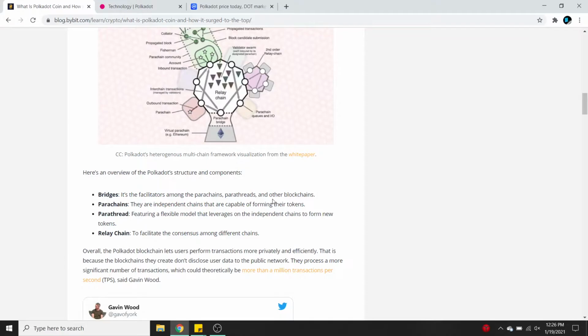Overall, the Polkadot blockchain lets users perform transactions more privately and efficiently. That is because the blockchains they create don't disclose user data to the public network. They process a more significant number of transactions, which could theoretically be more than a million transactions per second.